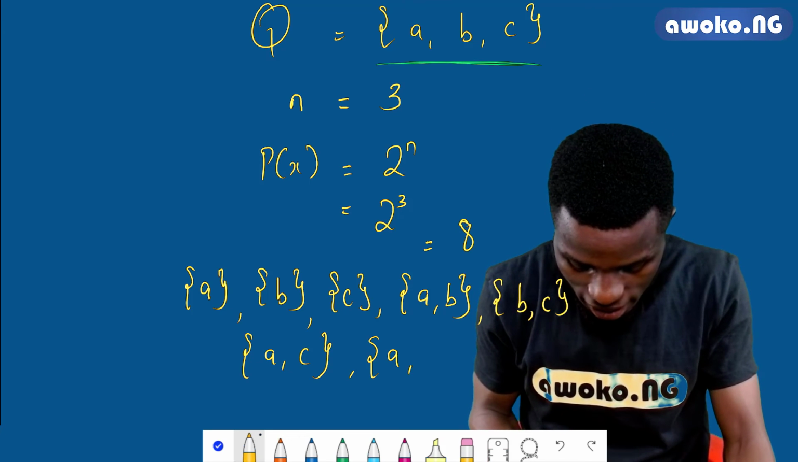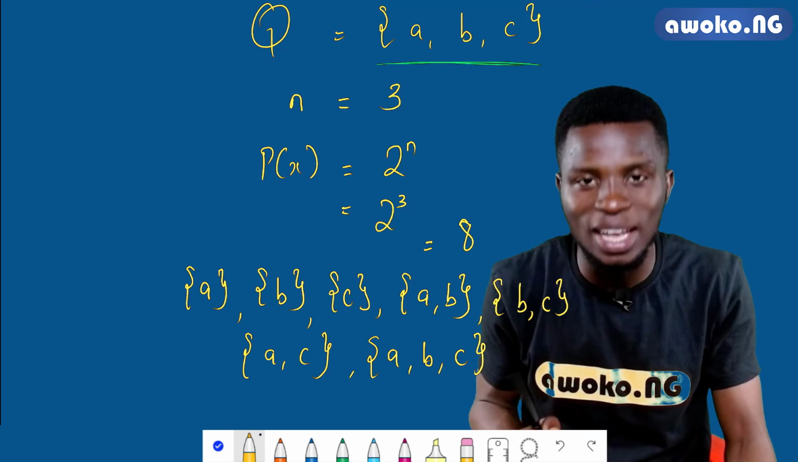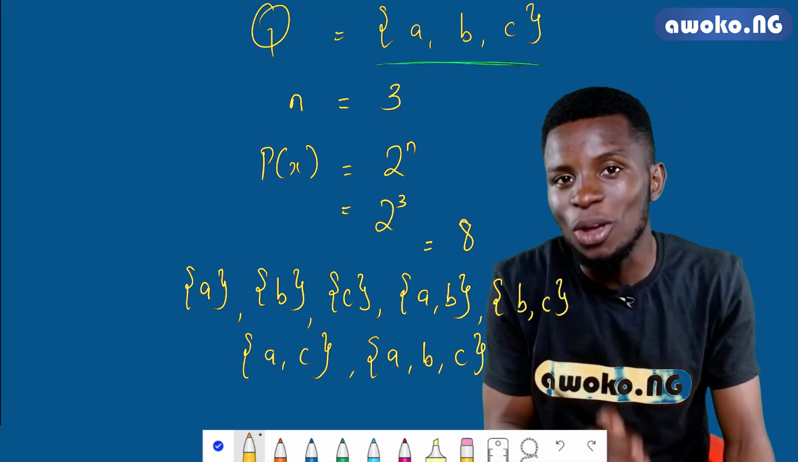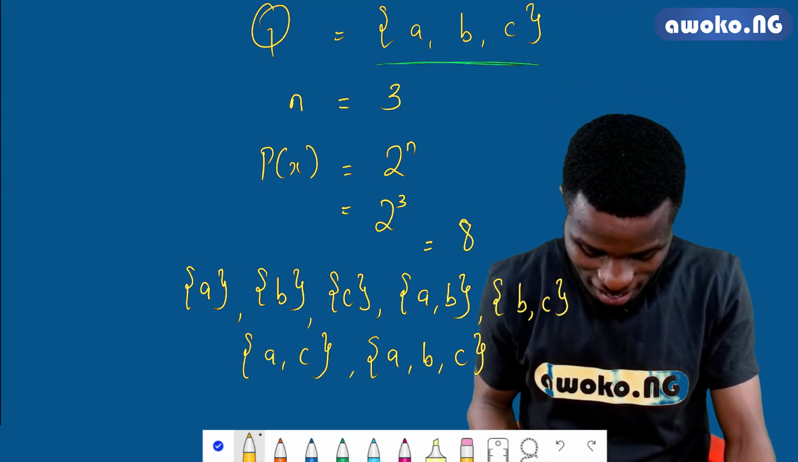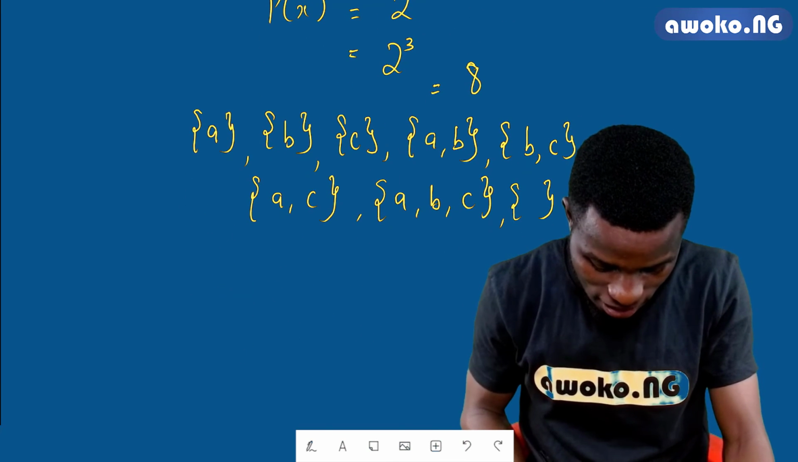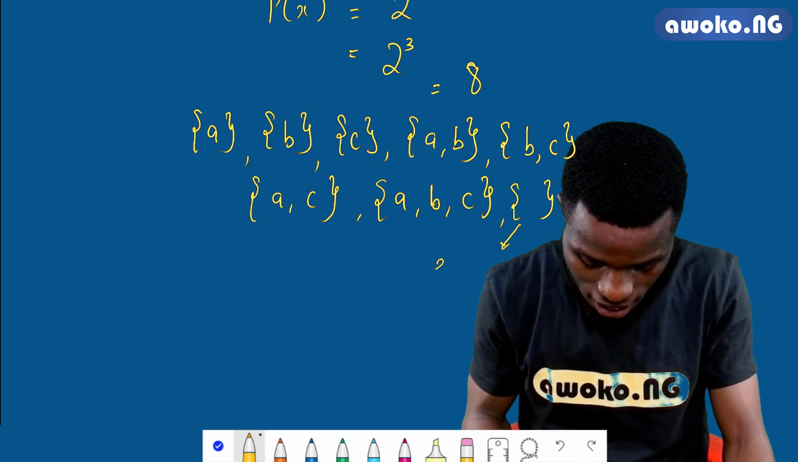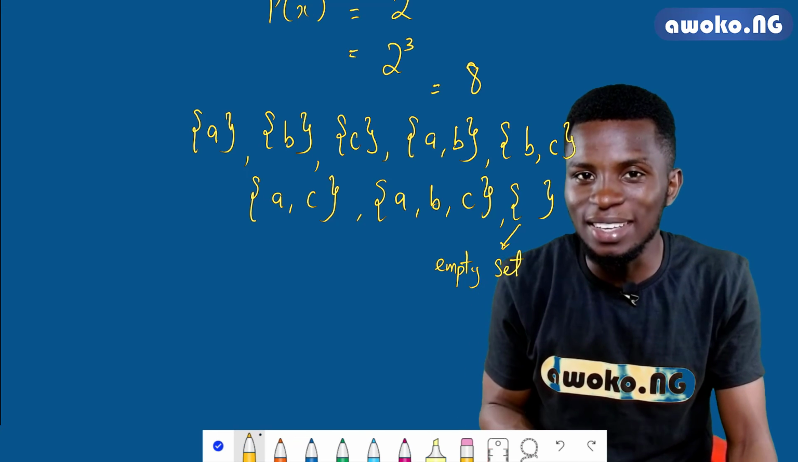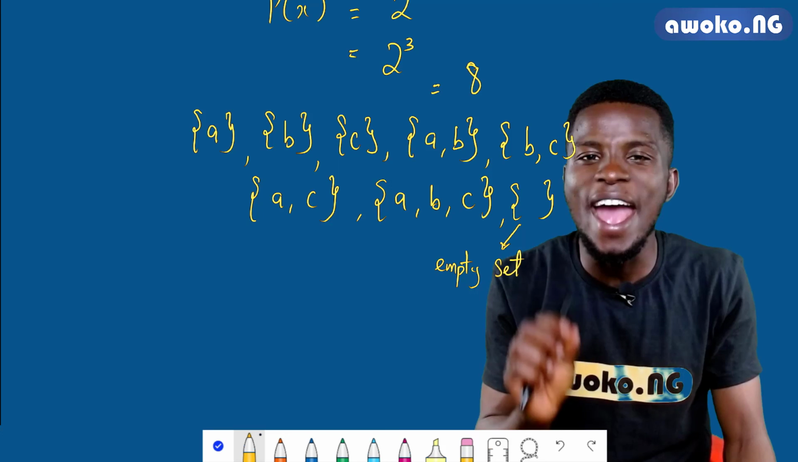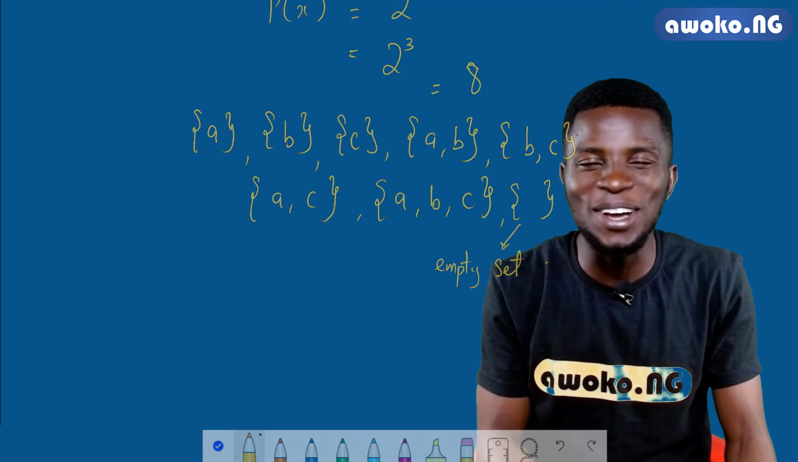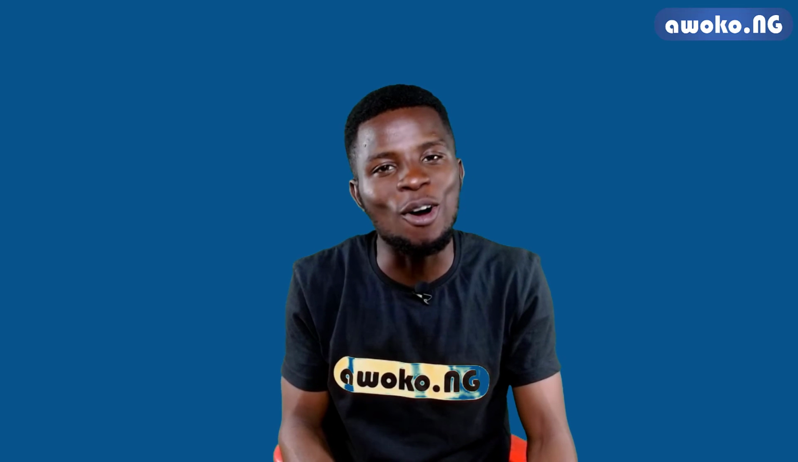We can also have A, B, C, because we said from our previous lecture on subsets, every set is a subset of itself. And finally, you should also know that an empty set, this is called an empty set, is a subset of every other set. So with this, we've come to the end of this lecture on the cardinality and the power of sets.